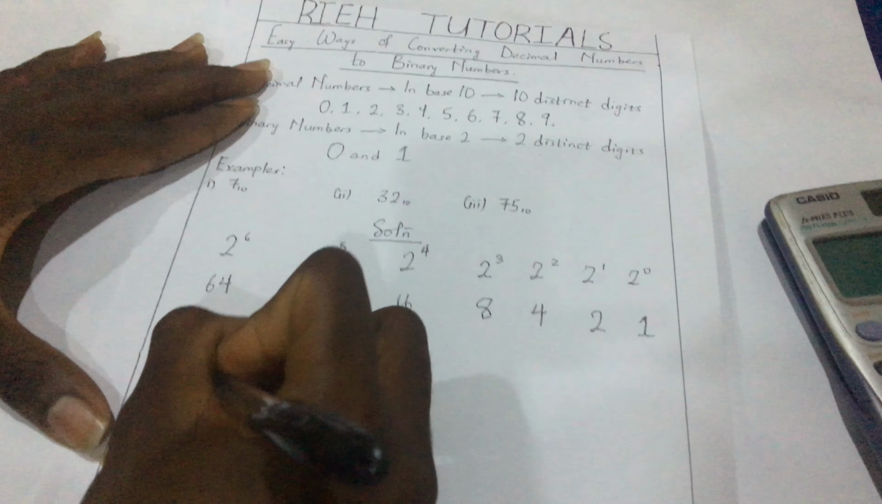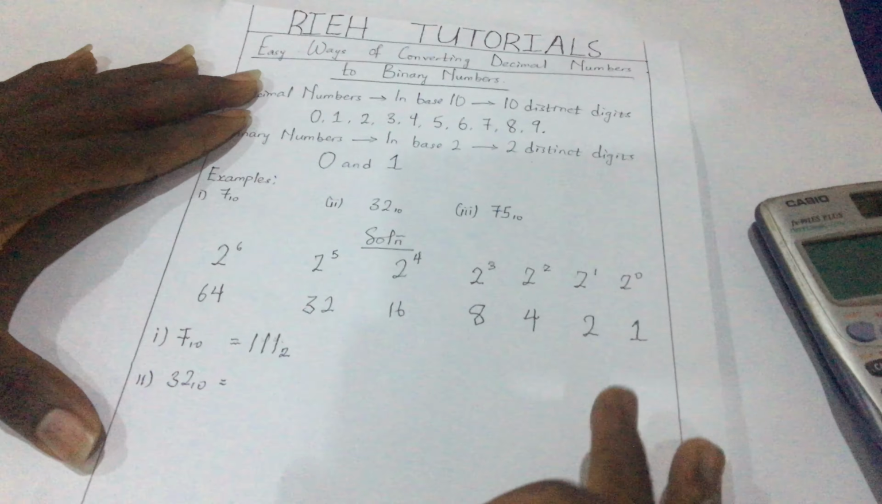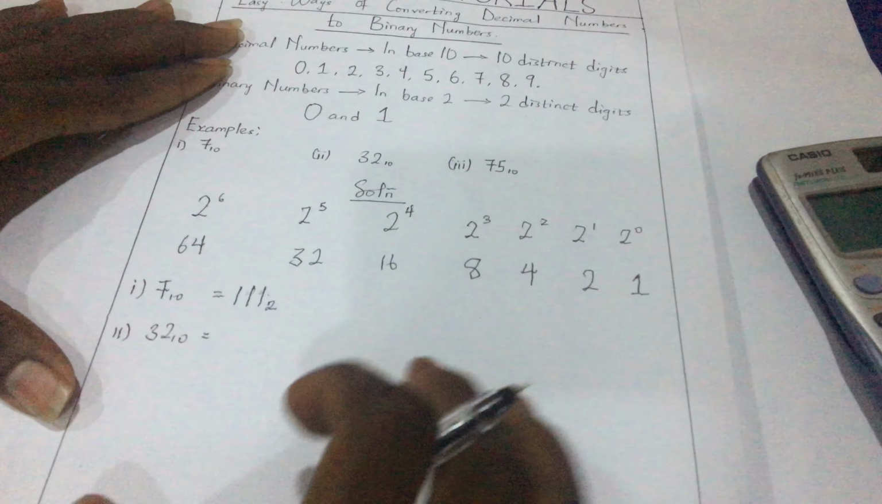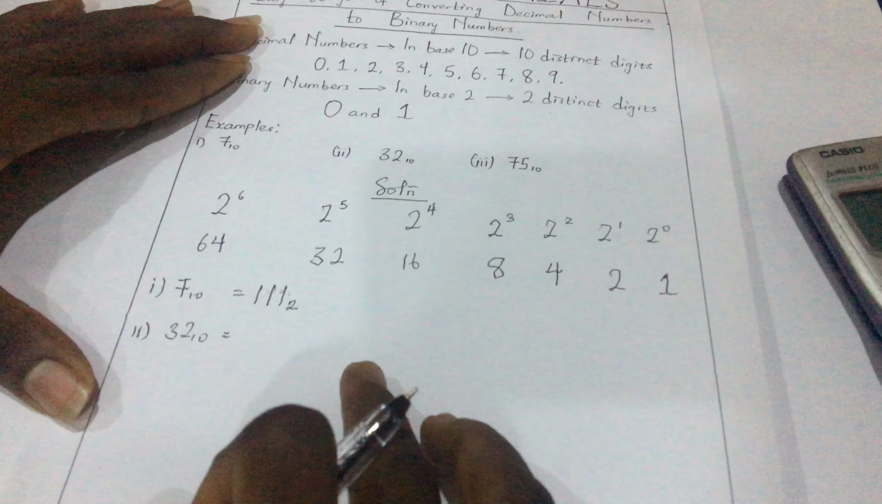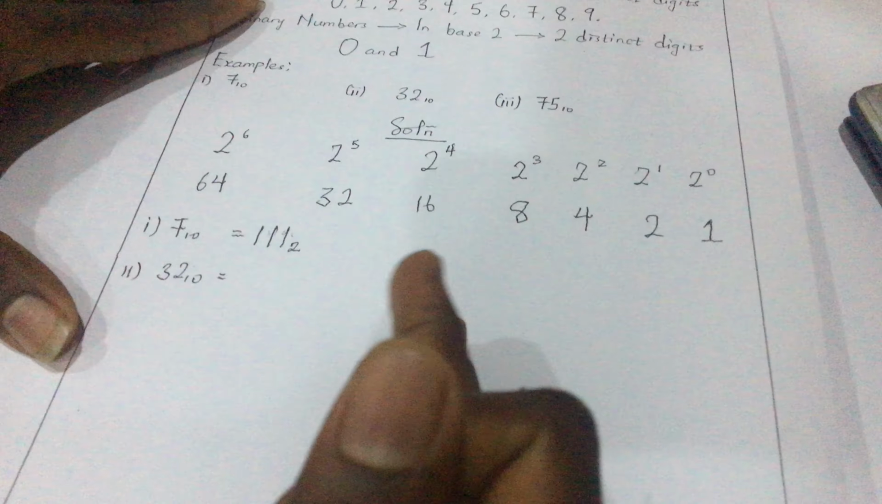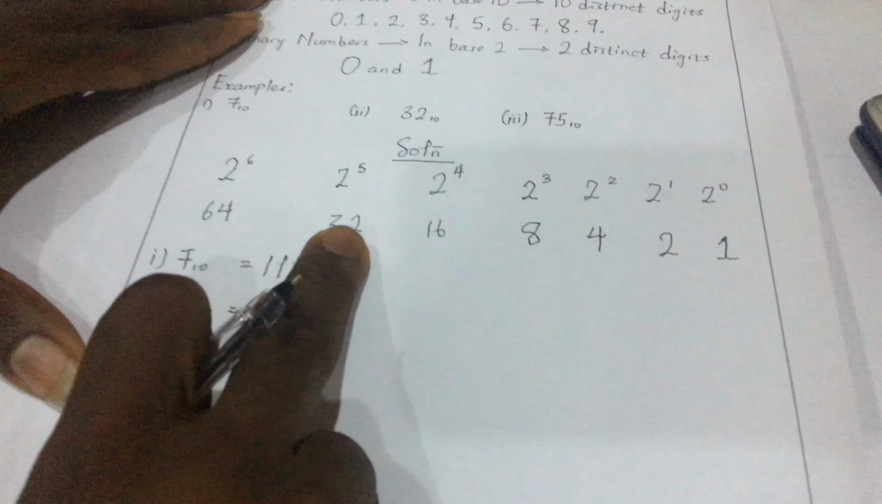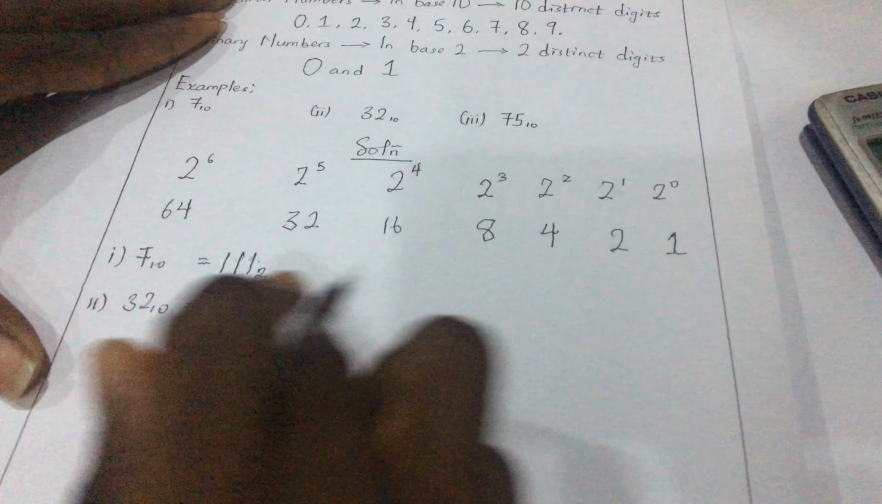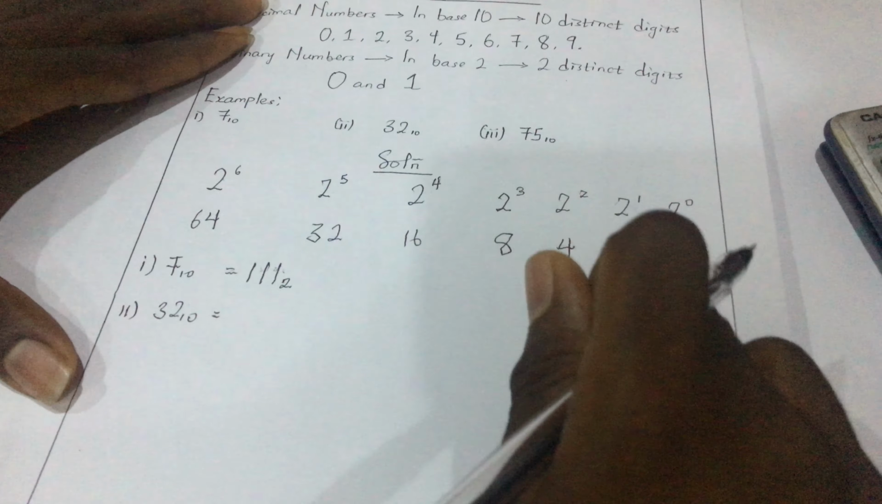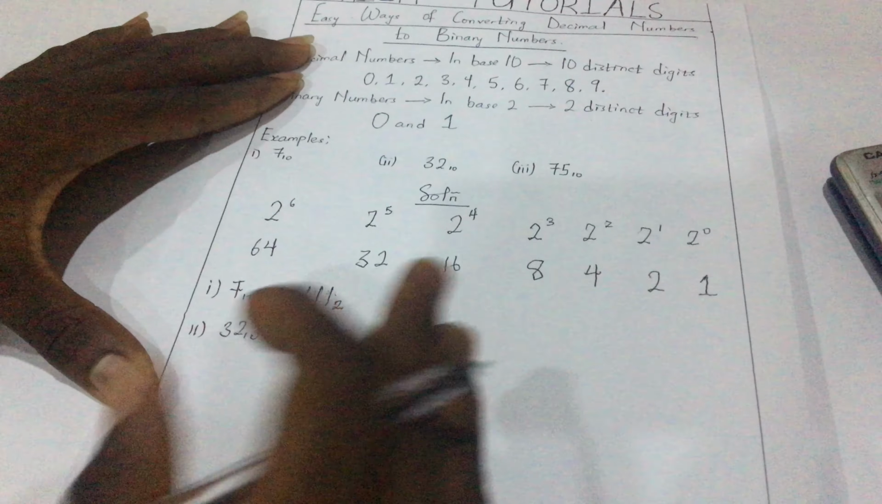So our next example is 32 base 10. The first thing we are going to do is to determine how many bits the binary number for 32 base 10 would give us. How do you determine that? Looking at these numbers here, we have 32. Counting from 32 downward, we have 1, 2, 3, 4, 5, 6. That tells us that 32 base 10 will give us a 6-bit binary number.